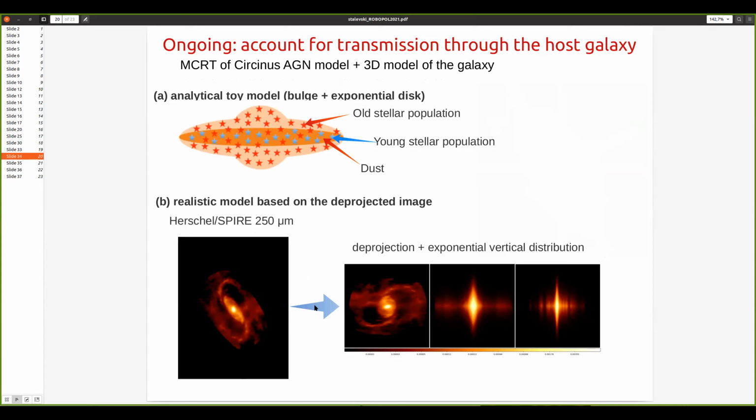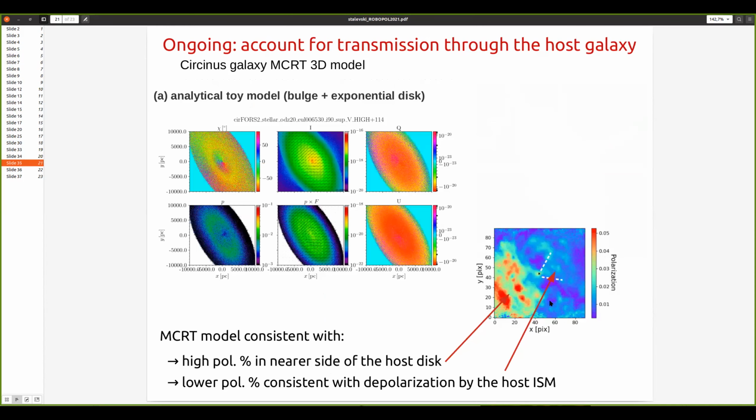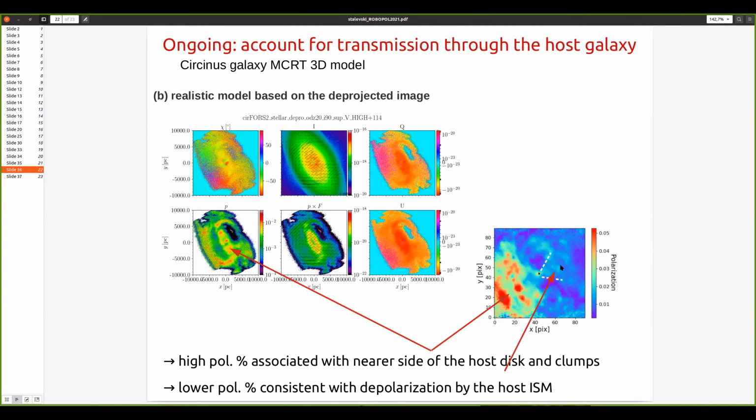And the other is a more realistic 3D model based on the Herschel 250 micron image, which we deprojected, then assigned a certain exponential vertical distribution profile. So we have now this full 3D model. And by running these simulations, we could also conclude that, for example, the smaller polarization degree, which is observed compared to the models, can be explained by this depolarization by the foreground dust. And we also see some other features in the host galaxy, which are again consistent with the simulations.